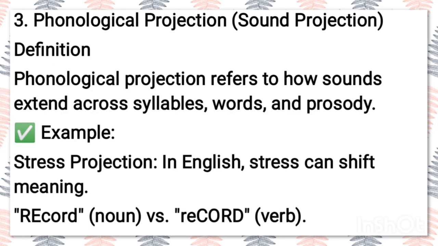Next one is phonological projection, that means sound projection. Phonological projections refers to how sounds extend across syllables, words, and stress pattern in spoken language. For example, stress projection. In English, stress placement changes meaning. Record is I bought a new record. In next one, verb, I need to record this song.